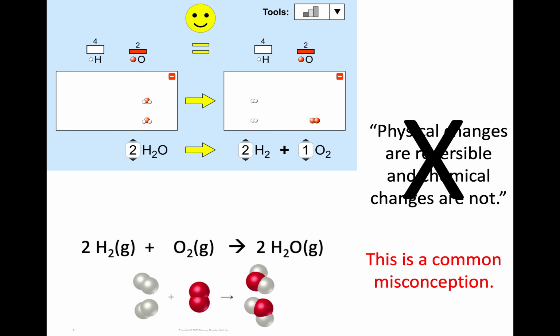A common misconception is that you cannot reverse a chemical change. You can. Sometimes it's quite difficult, but there's no rule that says that it's impossible to reverse a chemical reaction. In fact, this is a very clear example. Both of those reactions are valid, both are applicable. It might be difficult to accomplish, but there are certainly examples.